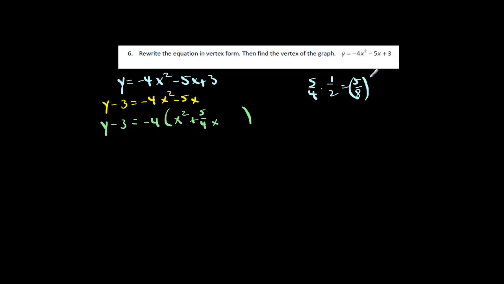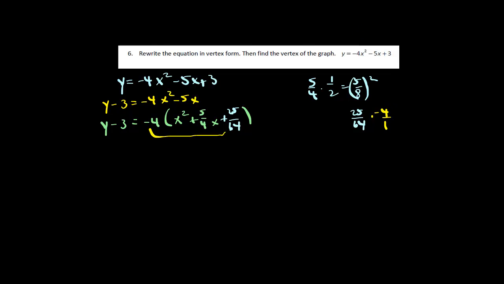Squared, that's 25/64. But I'm not really adding 25/64. I'm adding -4 times that. What is -4 times that?